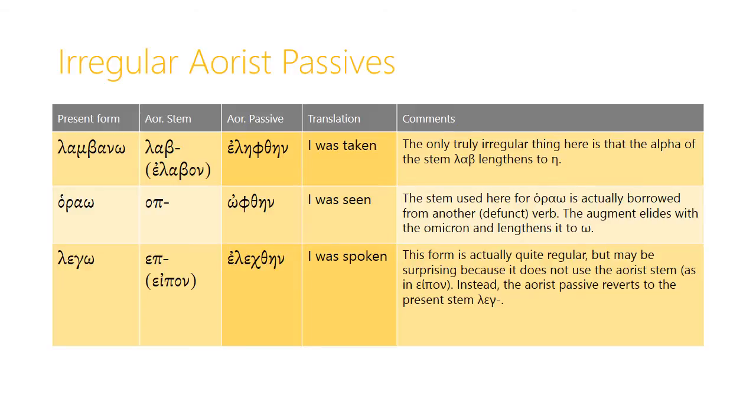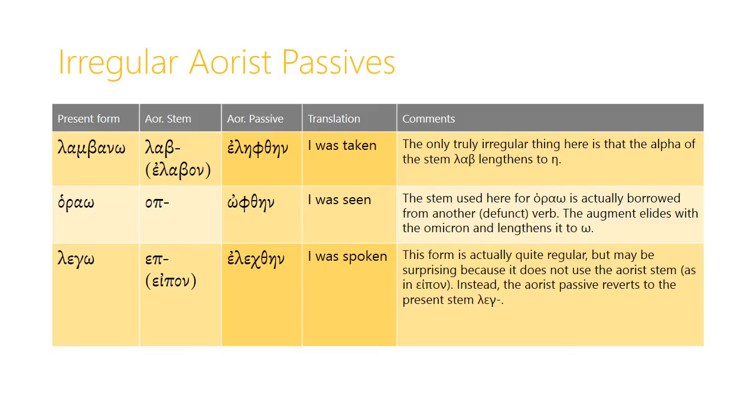There are, though, some truly irregular first aorist passive verbs. One is lambano, and the second aorist of lambano is elabon, so we're going to use that irregular changed second aorist stem lab from elabon. But we don't just get elabthane or even elapthane. We get elephthane. So how does that happen?